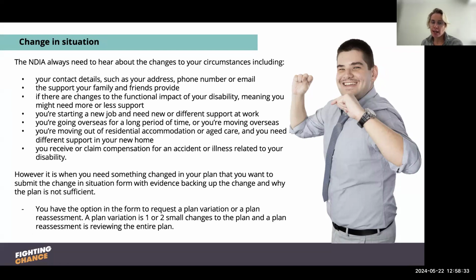If you have some of these changes, like contact details, you can just call the NDIA and change it. If it's something that means you need to get more funding, then you need to provide evidence, but also the change of situation form, which we'll add. You've got the option in the form to request a plan variation or a plan reassessment. The plan variation means one to two small changes, and a plan reassessment is reviewing the entire plan. Again, you may not necessarily get more money, so just be mindful of that, and you need to provide evidence.